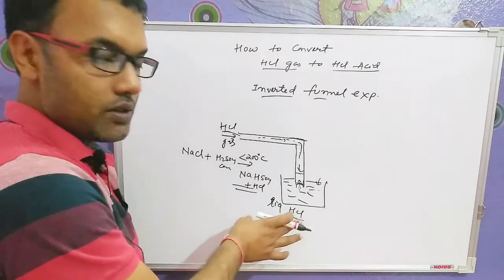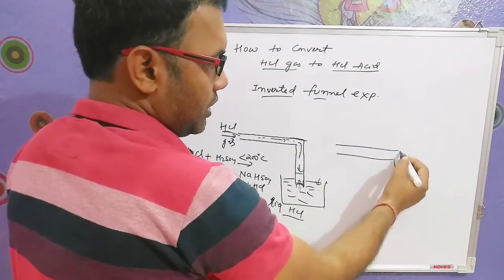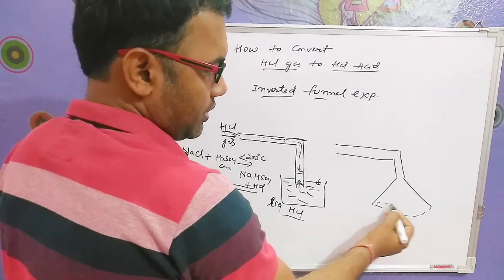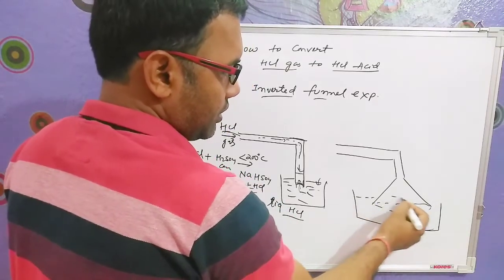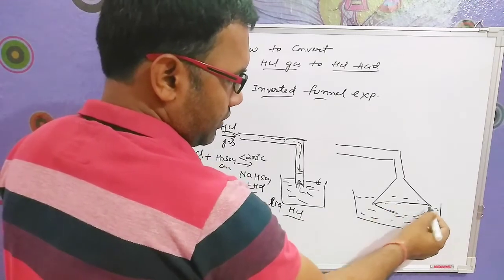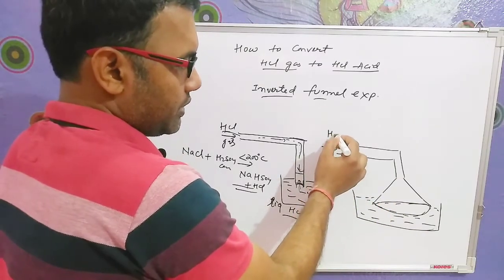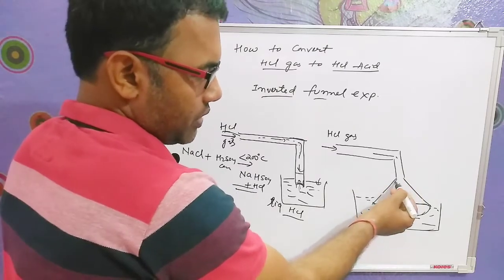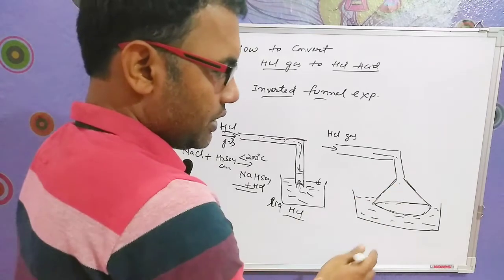The same apparatus was there, but the only difference was that they used an inverted funnel. This kind of arrangement was made, and here the water was present. Is it clear, students? Now see here. From here the HCl gas is coming down, but at this portion you can see the surface area is increased. When the surface area is increased, what happens?